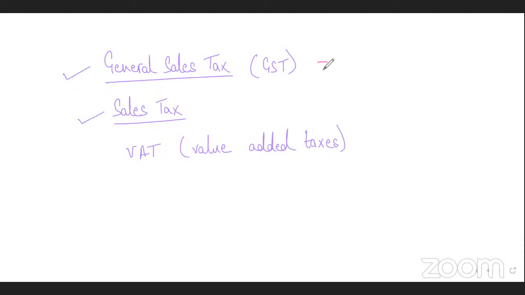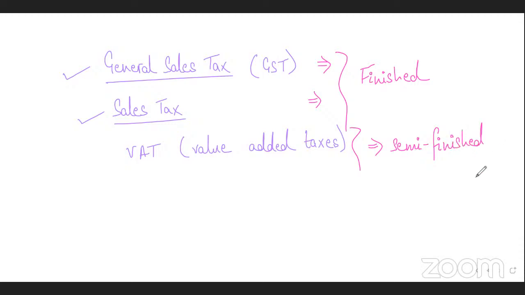Technically, these are the same. Either you call it general sales tax or you call it sales tax, it's the same thing. But these two are on finished goods, right? The finished goods that you buy, let's say toothpaste, toothbrush, soap, shampoo, moisturizing cream, whatever it is. And these are on semi finished goods, so basically raw materials and things like that. So you will never get to read value added tax on products that you buy.